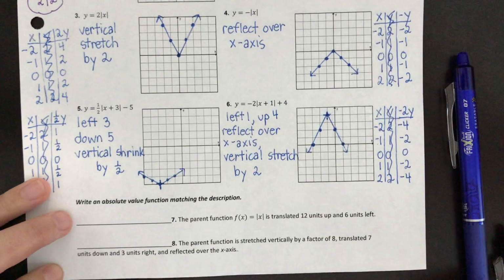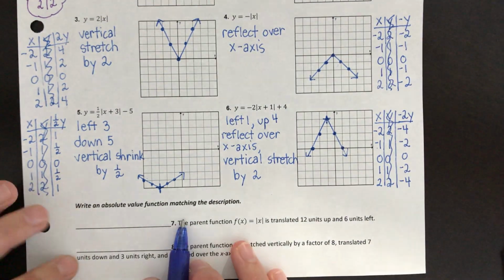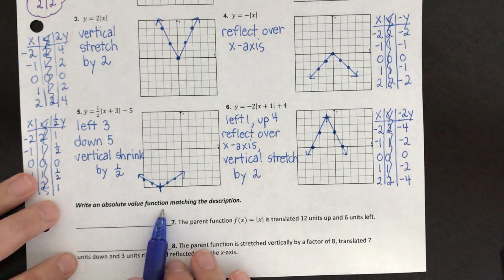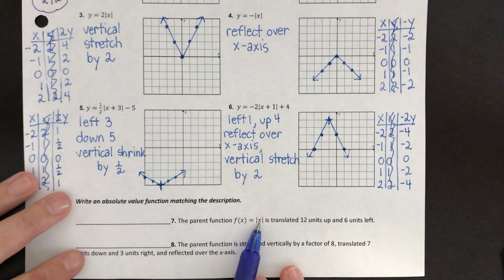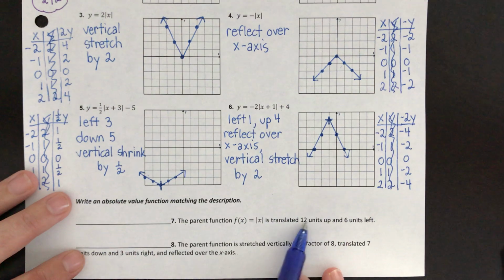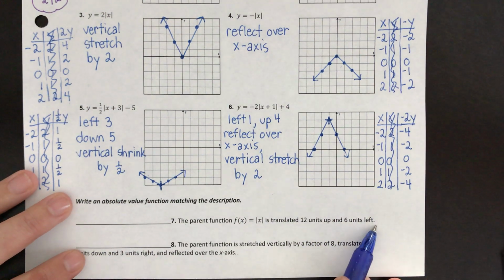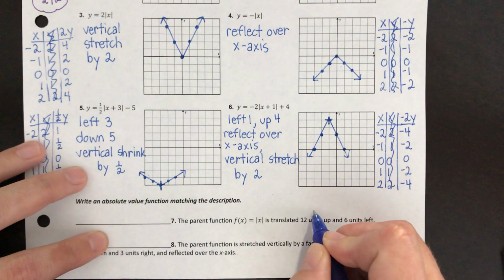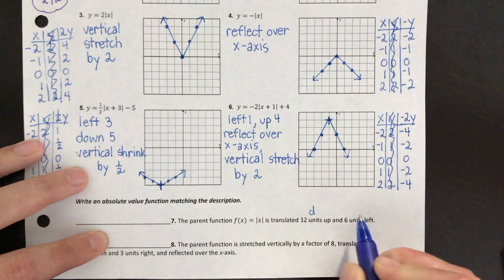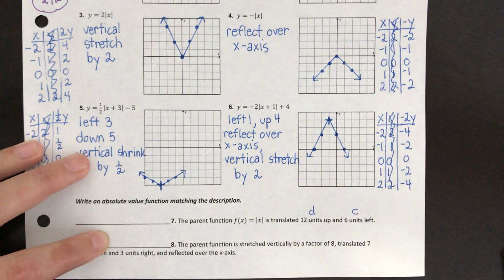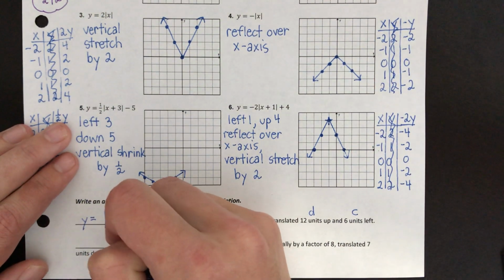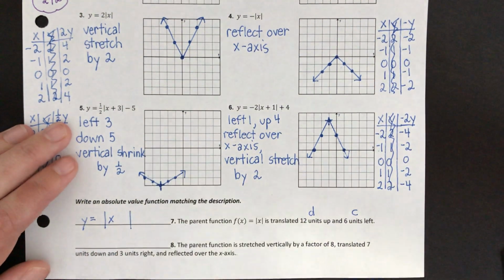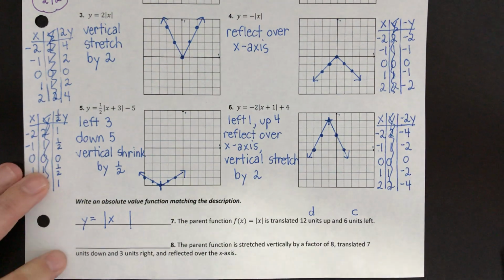Okay, so that's going to bring us to the last part, and we're going to need to know all that stuff. So write an absolute value function matching the description. The parent function, f of x equals absolute value of x, is translated 12 units up and 6 units left. So remember, up and down is the d, that's your d, and left and right is your c, okay? So we're going to write our bones of this and see where we need to put the fun stuff.